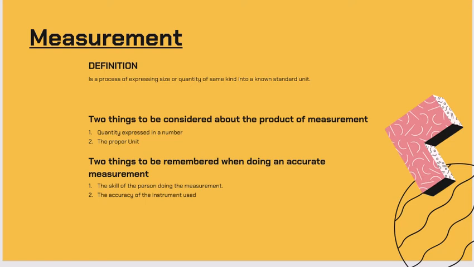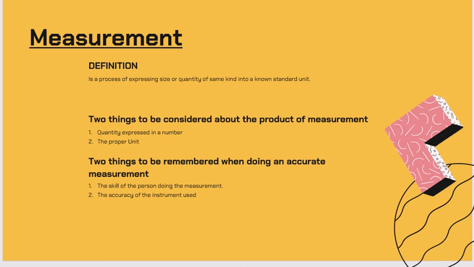So, and so on. We have two things to be considered about the product of measurement. First, the quantity expressed in number. So, automatic, we have the numerical data na kailangan talaga natin. Number two is the proper unit. Pagka sinabi nating proper unit, anong unit yung expression na kailangan natin for the numerical data? So, for example, a unit of length, unit of weight, and so on.